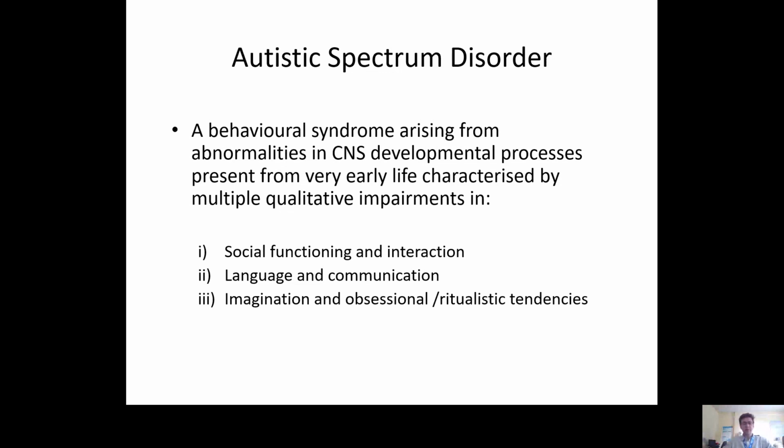And this is a disorder which is understood to be a developmental process present from early life. So we cannot make a diagnosis of autism unless we've picked up on particular traits when we take the developmental history that were present from a younger age. Autism doesn't emerge when somebody is in their adolescence or early adulthood.